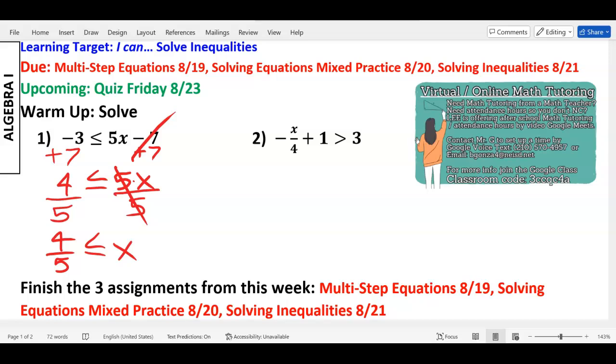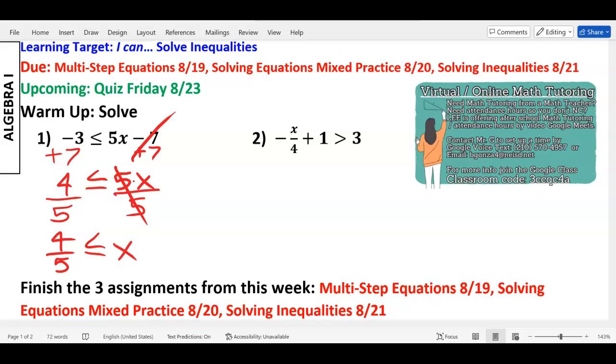When you divide by a negative number, or if you multiply by a negative number, okay? So multiplying and dividing by a negative flips the inequality. This one divided by a positive, so we leave it alone. Now check it out. This is totally correct. 4/5 is less than or equal to x.